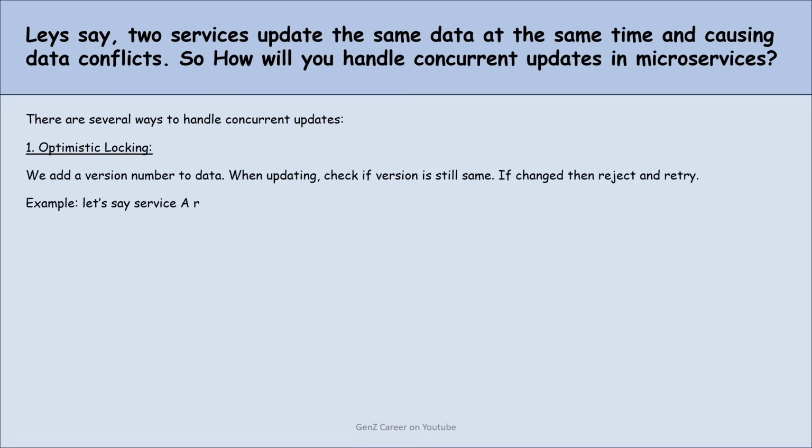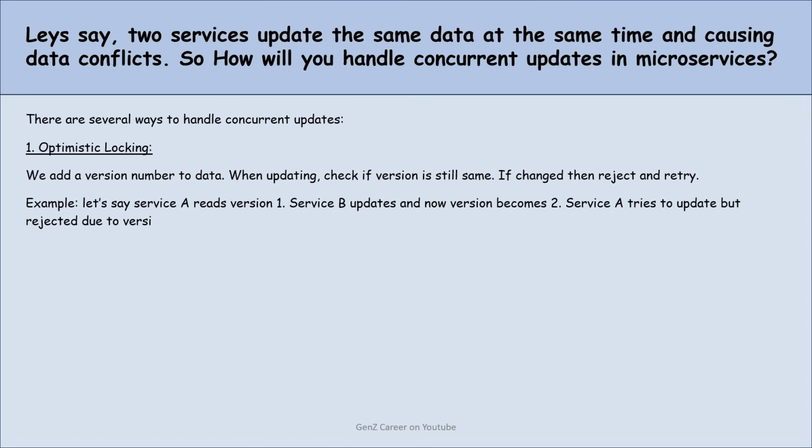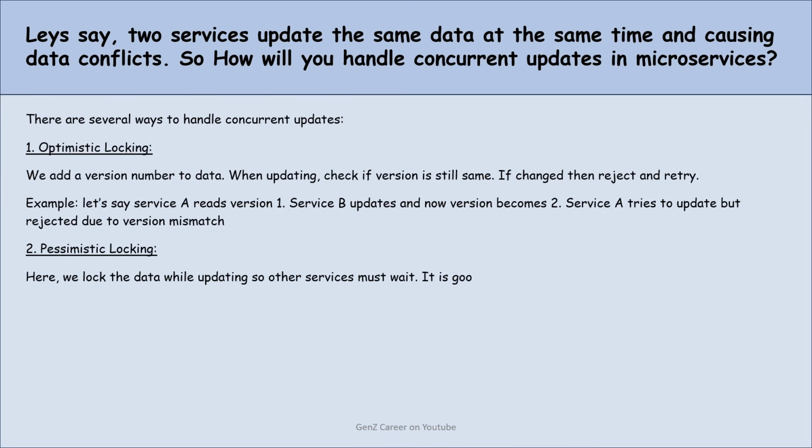For example, let's say service A reads version 1, service B updates and now the version becomes 2. Service A tries to update but is rejected due to version mismatch. Okay. Second is pessimistic locking. Here we lock the data while updating so other services must wait. It is good for critical data but slower than optimistic locking.